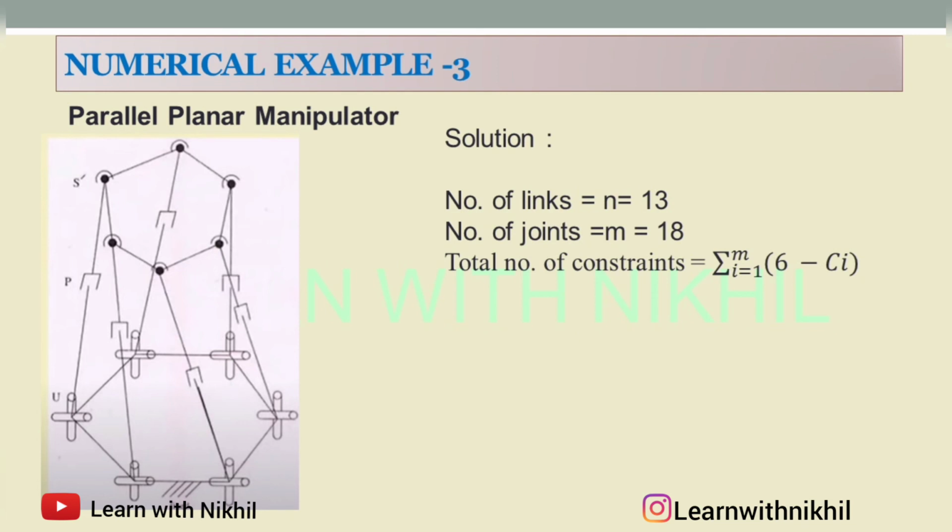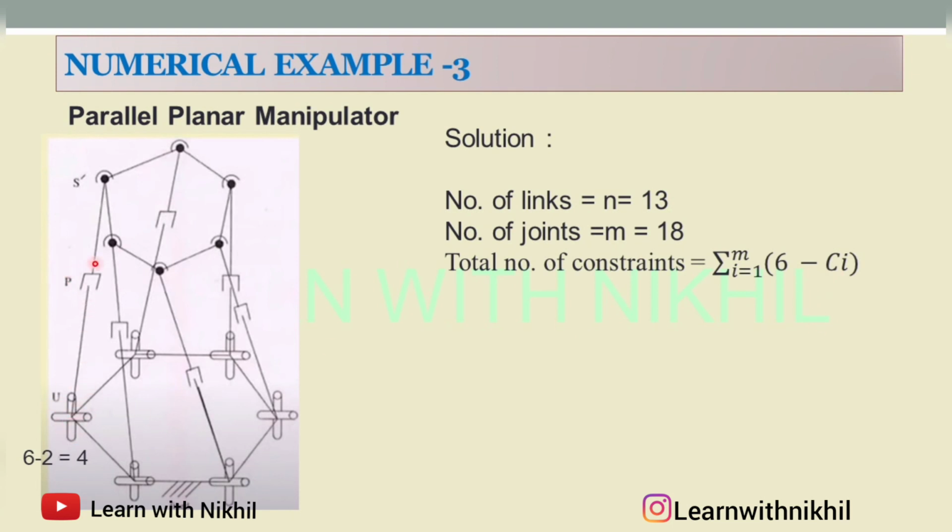Now calculate the total number of constraints. To find the total number of constraints, here you have different types of joints, so you will have different types of constraints. For the universal joint, it has 2 degrees of freedom. To find the constraints, that will be 6 minus 2 degrees of freedom. So it has 4 constraints. So here it will be 4 for the universal joint.